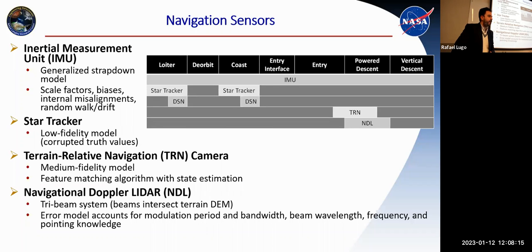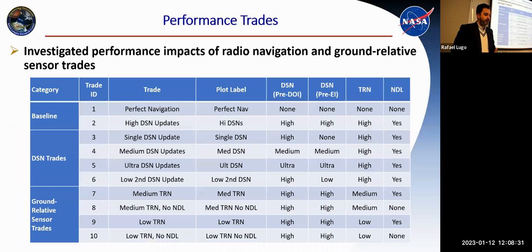Terrain relative navigation camera, that runs well into entry when you're getting closer to the ground, and a navigational Doppler LiDAR model that's running closer to terminal descent when you're getting pretty close to touchdown. So we have all these different models that are running in our sim. And what we're able to do now is look at performance traits. So this is kind of an eye chart, but what I really want to do is give you an idea of the different kinds of analyses that we can do with these different models that we have.